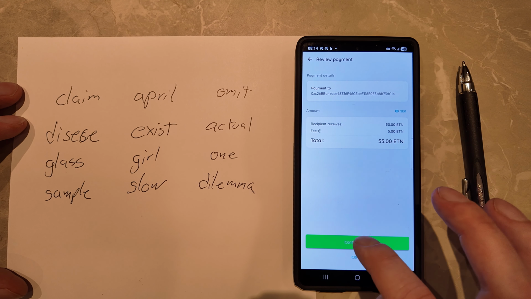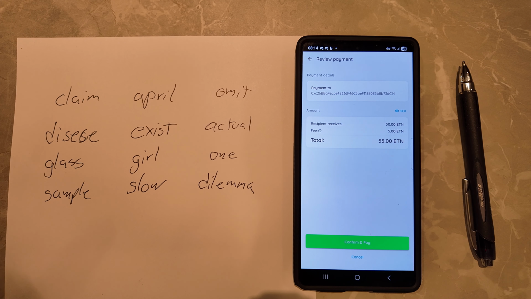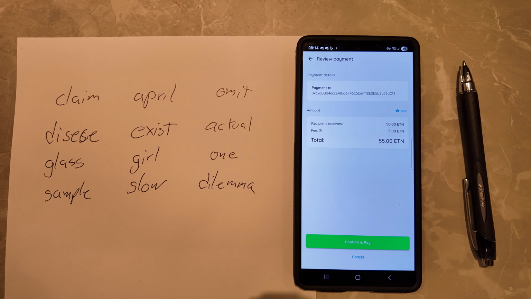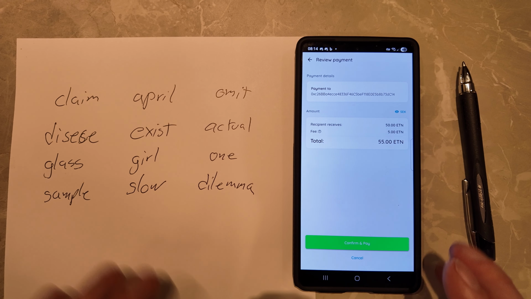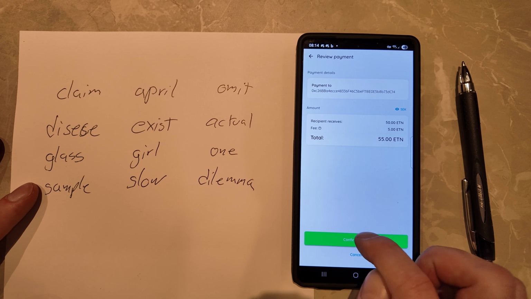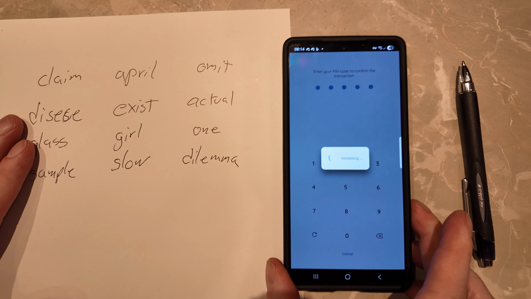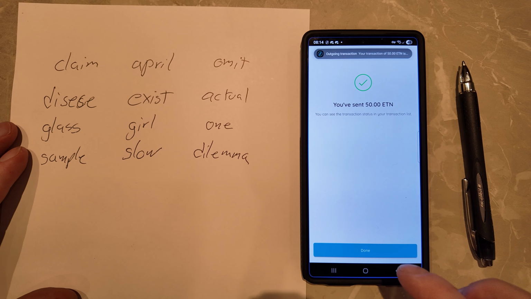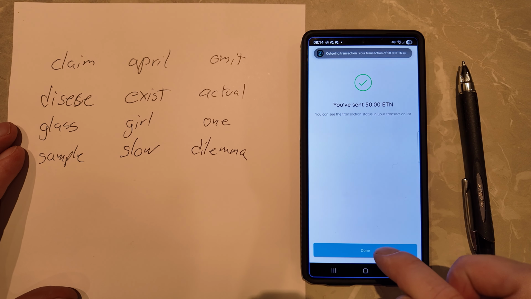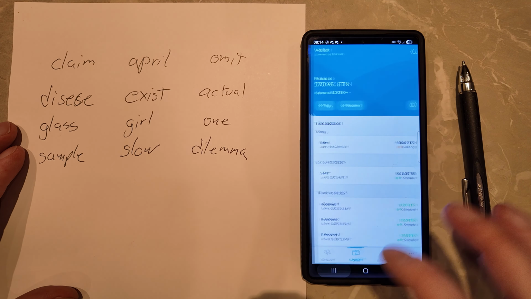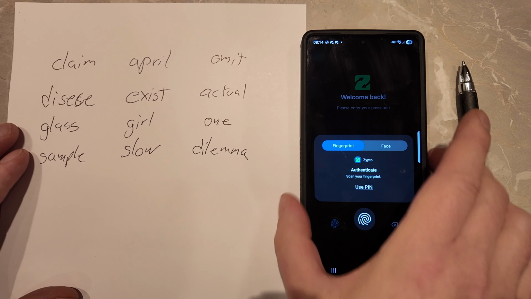Confirm. There's a little fee of 5 ETN. It's always good here that you start with a small amount of ETN so that you see that everything is working and that you have received the ETN. So that's always a good little recommendation. I'm going to confirm and pay. Just going to add the PIN here. And now you've sent 50 ETN. Now, you can add that as a contact here.